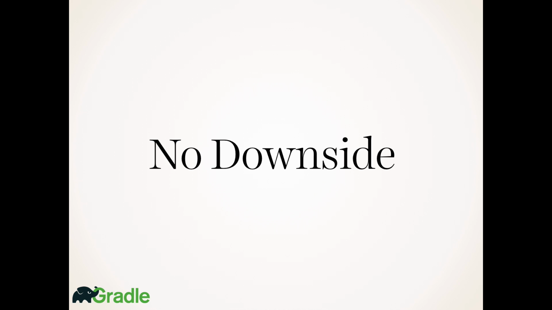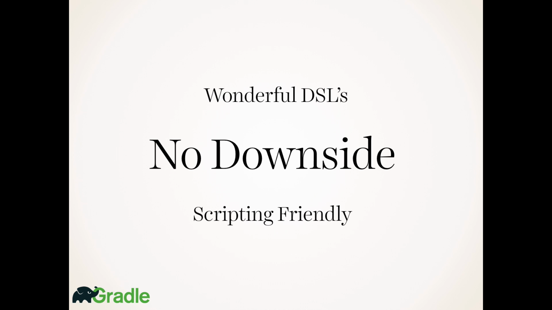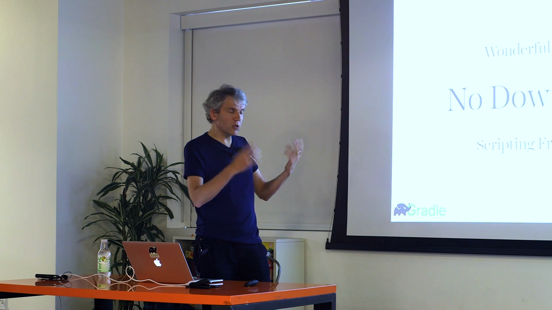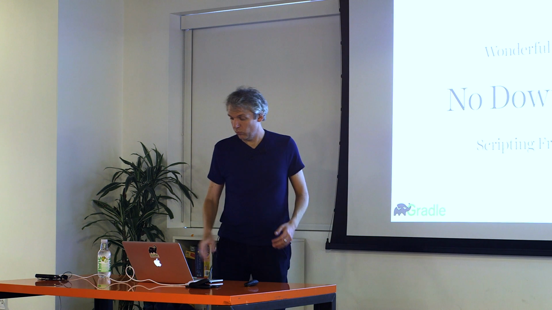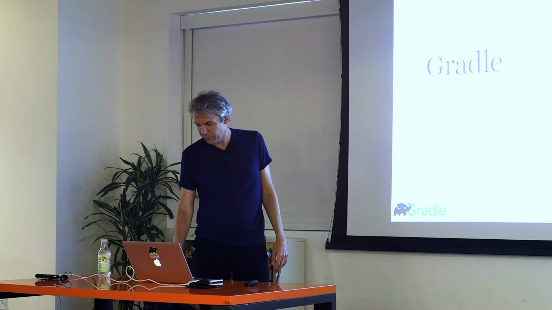The good thing with Kotlin, there is just no downside, right? You can create wonderful DSLs, something you could not do with Java, right? It's very scripting friendly. So the reason why we picked Groovy over Java years ago as the build language is that it's just so much more convenient to use for our users, right? And with Kotlin, we have more or less the same convenience, but no downside, right? IDE support that works, statically compiled code. So we're very excited about that.